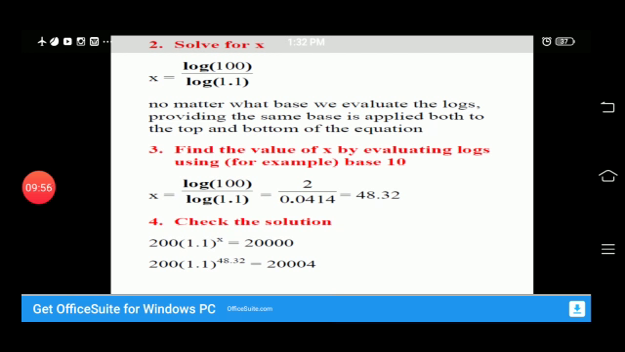Example number 2, solve for x. X is equal to, that is point number 2, log of 100 over log of 1.1, no matter what base we evaluate the logs, providing the same base is applied to both the top and the bottom of the equation. By solving it, what do we get?